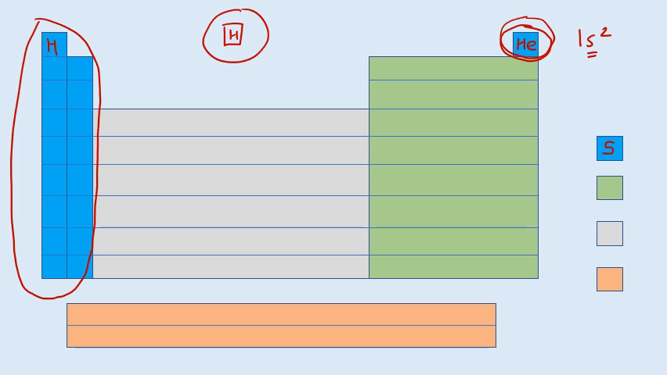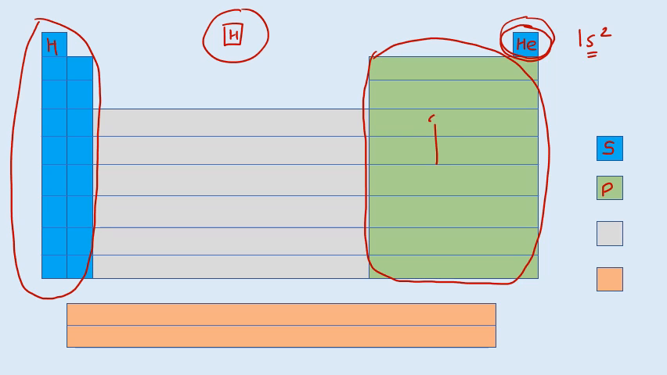And this green block here is our P block. If you were to do the electron configuration of anything in this green section, you will find that the outermost electron is in a P subshell.